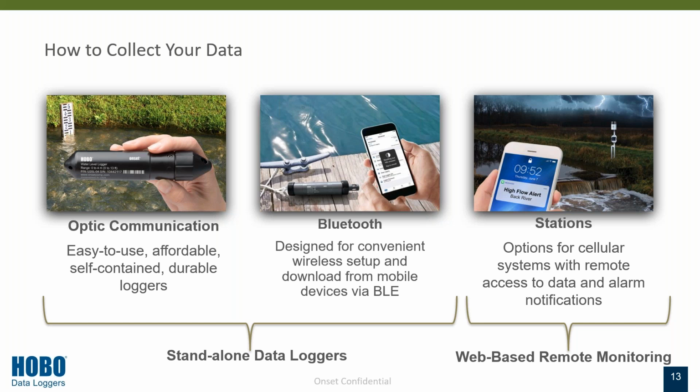Your next option is your Bluetooth devices. Those are a little bit more user-friendly, where they do not require any additional accessories in order to offload your data. You simply need your mobile device with Bluetooth communications and to download the HOBO Connect app. Once you are within range of the loggers, you will be able to view, configure, and manage your data.